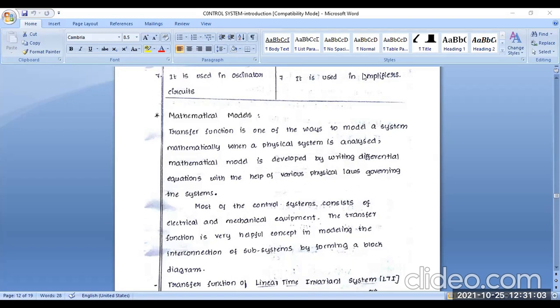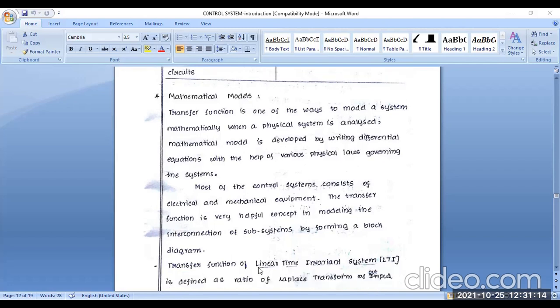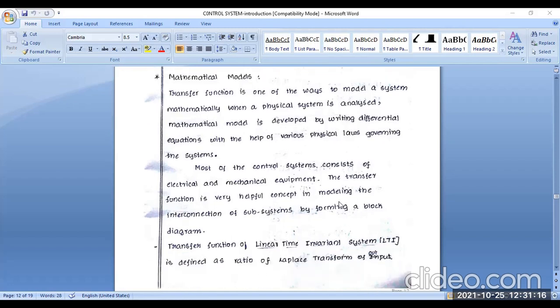Okay, so this is basically one example of when we have to observe a physical system or analyze the mathematical model by using different types of differential equations. The transfer function is a very helpful concept in modeling the interaction of the subsystems and in forming different types of block diagrams also.